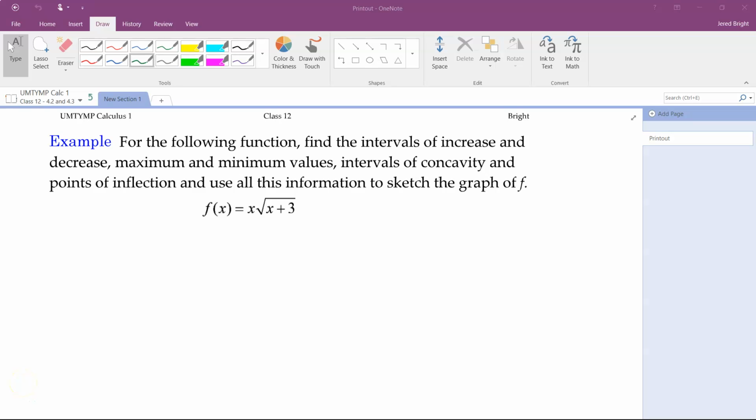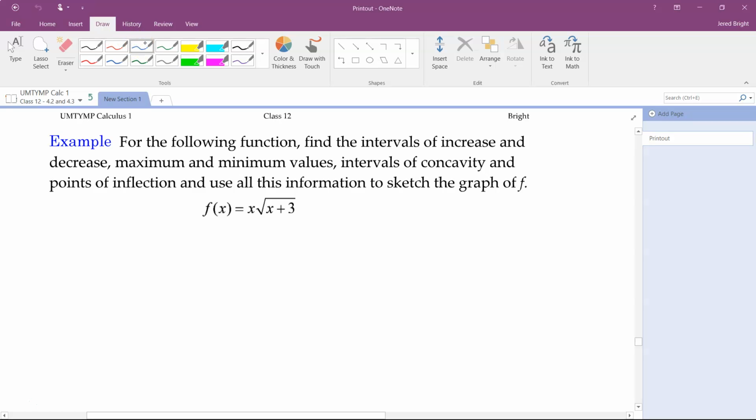Welcome back, and we have one more example here. It is going to be along the same lines as the first one, so we have to do all those sorts of things as we did in the last video. The only thing we don't have to find is roots, since it doesn't say to find any, but nevertheless, let's get going.